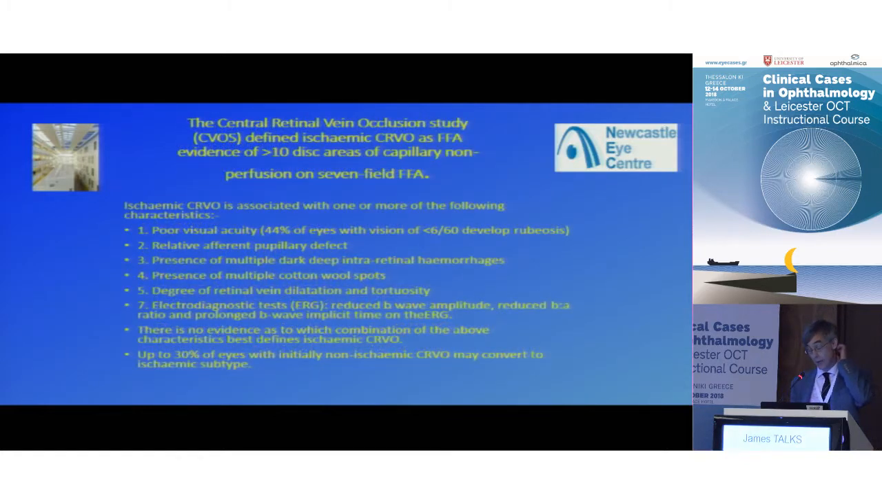Clinically, to diagnose somebody from the CVOS study, basically, if they had more than 10 disc diameters of ischemia on a fluorescein, that was one of the criteria. Of course, this was not wide field fluorescein, this was 7-field color. If they had poor vision, so less than 6/60, a relative afferent pupil defect, lots of hemorrhages, or multiple cotton wool spots, all these factors, you could say, that was an ischemic central retinal vein occlusion. In the old days, it was clear-cut. Laser them. But as I say, it's not quite as straightforward anymore.